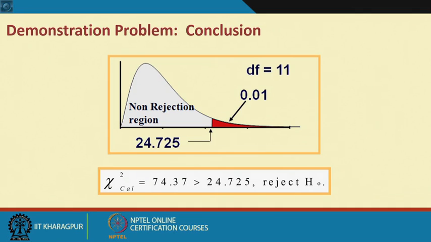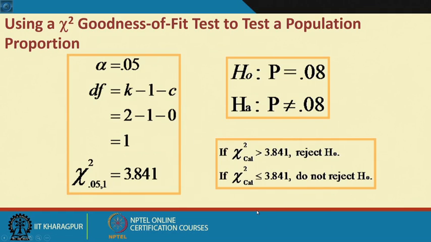The critical value is coming 24.725 corresponding to alpha at 1%, and depending upon the degree of freedom, that is 11, that means the sample size is 12, and the calculated value is coming 74.37. So, as a result we are in a position to reject. That means there is a significant difference between the individual items corresponding to the sample mean of this particular series. Likewise, you can go for testing for population proportions.